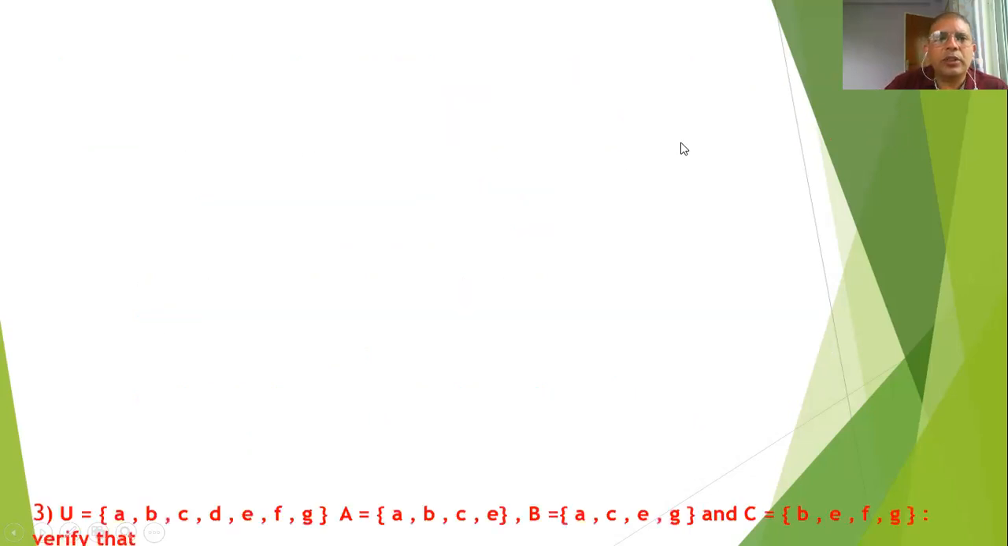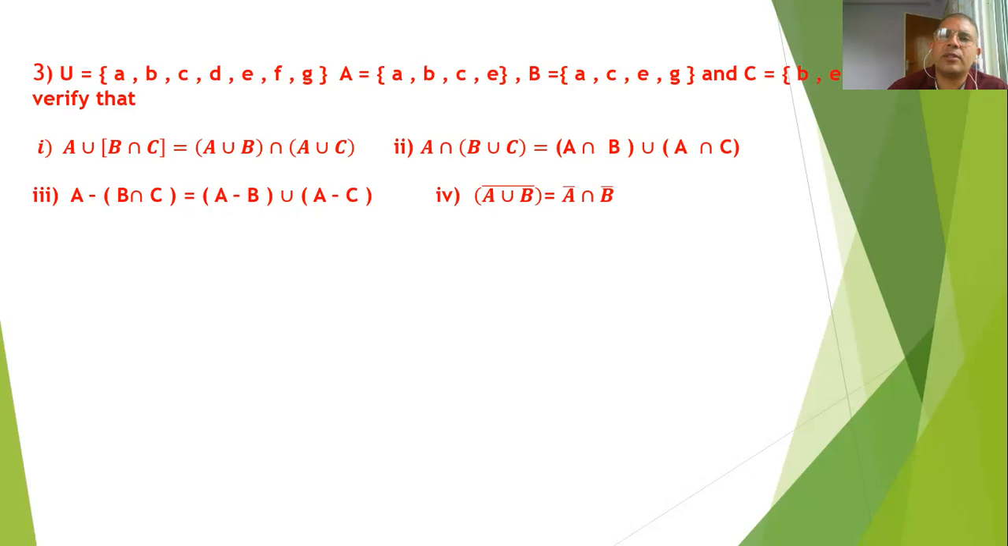Now I want to give you question number 3. This is also exactly the same: U is equal to A, B, C, D, E, F. A is equal to A, B, C, E. B is equal to A, C, E, G. C is equal to B, E, F, G. Verify that A union (B intersection C) is equal to (A union B) intersection (A union C). For the first question, first find B intersection C, then A union B, then A union C.